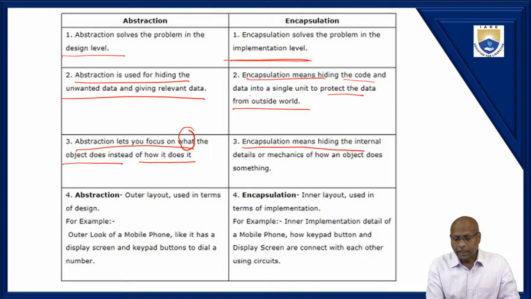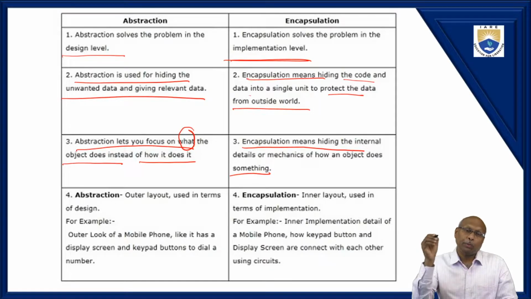Encapsulation means hiding the internal details and mechanism of how an object does something. So what mechanisms are there? What data should be accessed outside? What data should be fully protected? What data should be fully private? Those things we'll discuss here.